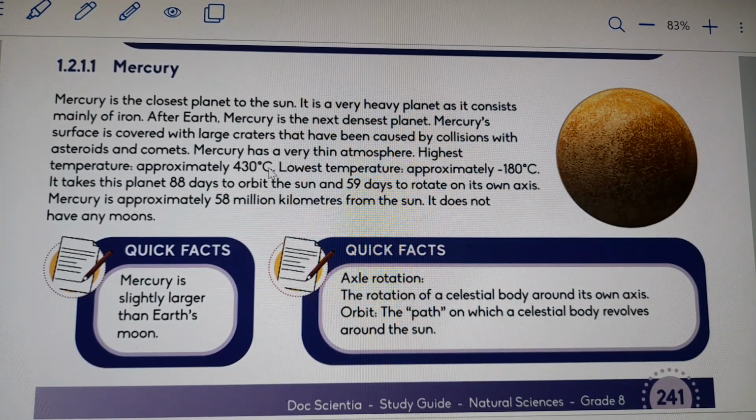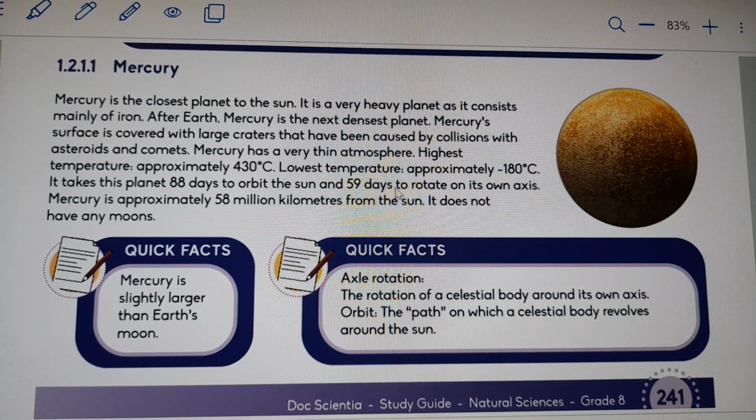Can we imagine, for us, if the temperature is 30 degrees, we cry, we say it's hot. So think about 430 degrees Celsius. But it also gets cold on Mercury, because it can even go to about minus 160 degrees Celsius. It takes this planet 88 days to orbit around the sun and 59 days to rotate on its own axis. So it takes 88 days to make a full circle around the sun.